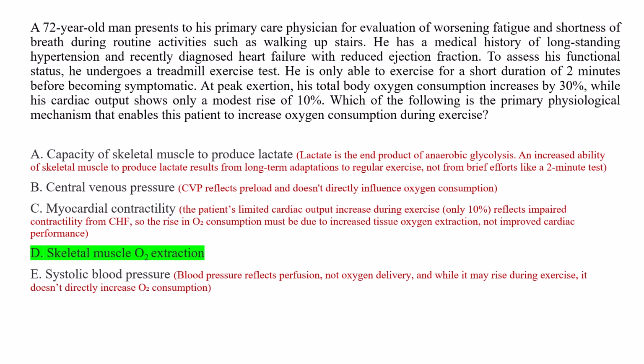And option C is incorrect because the patient's limited cardiac output increase during exercise reflects impaired contractility from congestive heart failure. So the rise in the oxygen consumption must be due to increased tissue oxygen extraction and not improved cardiac performance. And option E is incorrect because blood pressure reflects perfusion and not oxygen delivery, and while it might rise during exercise, it doesn't directly increase oxygen consumption.